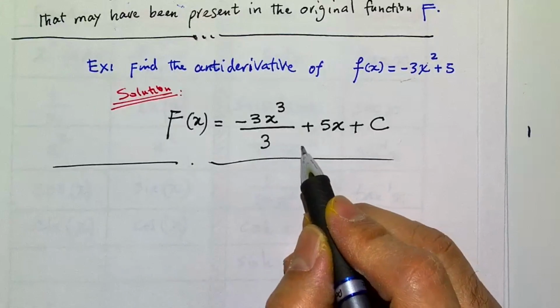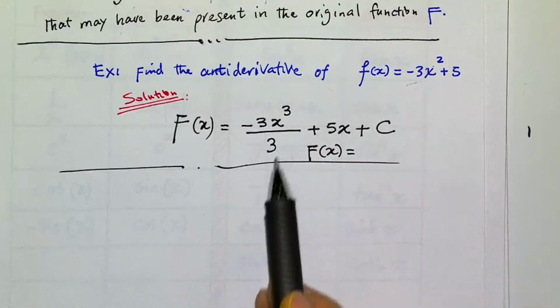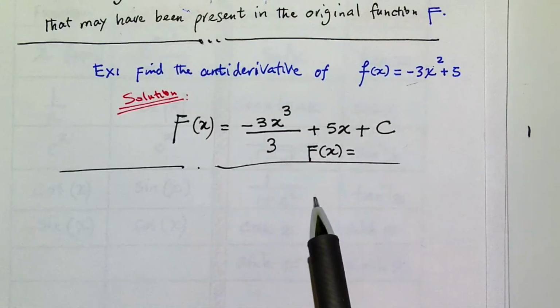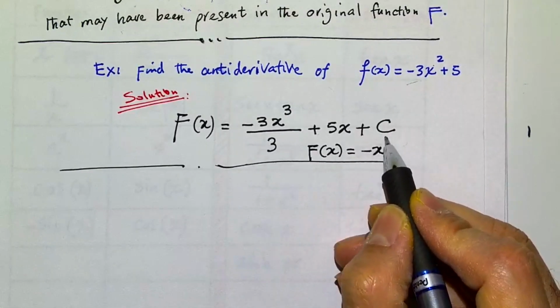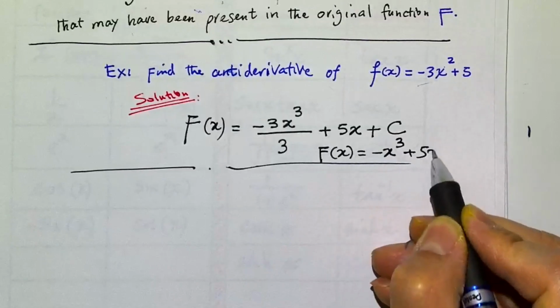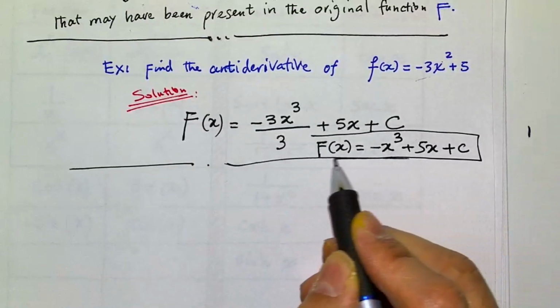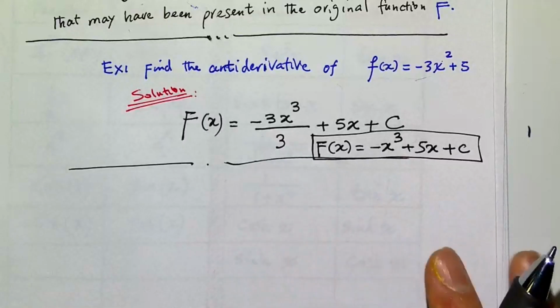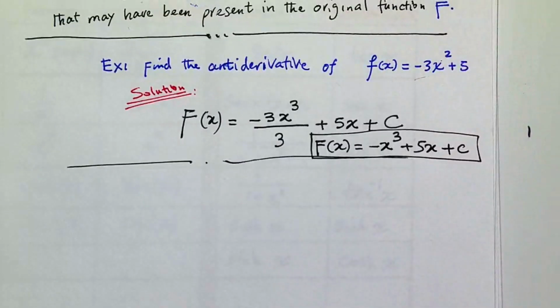But we can simplify this to f of x equals, let's see, can we, minus x cubed plus 5x plus c, right? We can simplify it to that if we want to. But I just left it at that because I just wanted to show you how easy it is to find the antiderivative of some function, which we know to be the derivative of some original function. Okay, and the derivative of this function, of course, is that.